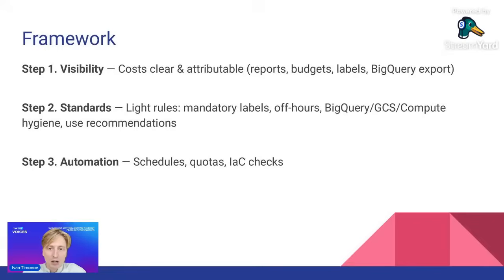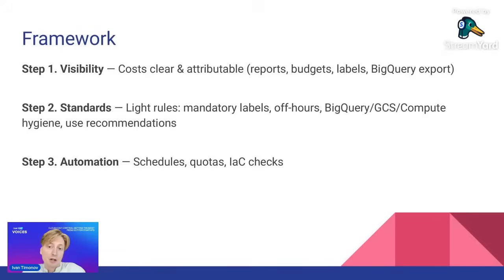Step 2, standards. Introduce a few light rules that eliminate 80% of common leaks. For example, mandatory labels, e.g. owner or team or environment. Off hours for non-production environments, basic practices for BigQuery, Google Cloud Storage, or compute, plus regular work with GCP's built-in recommendations.